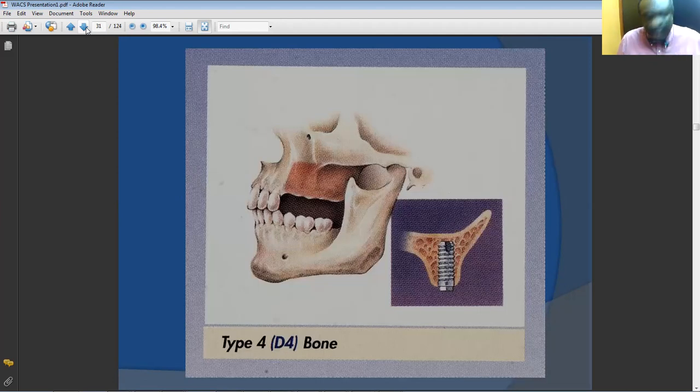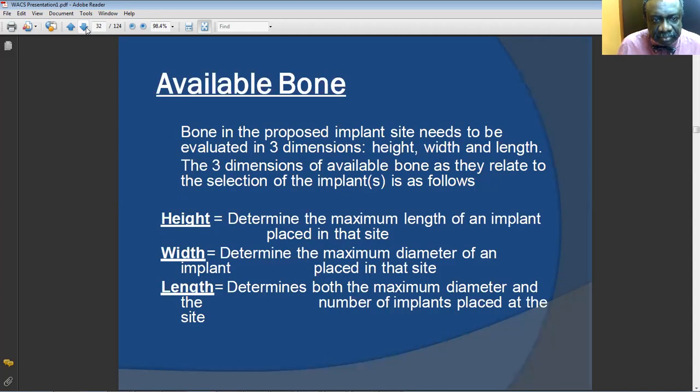And that is where you find it. So I want to introduce you to the concept of available bone. Bone in the proposed implant site needs to be evaluated in 3 dimensions. That is to say, the height, the width, and the length. The 3 dimensions of available bone as they relate to the selection of implant is as follows.